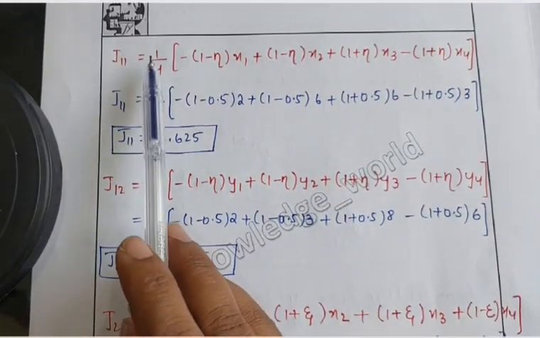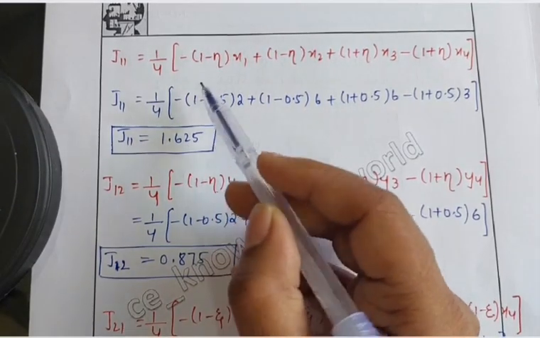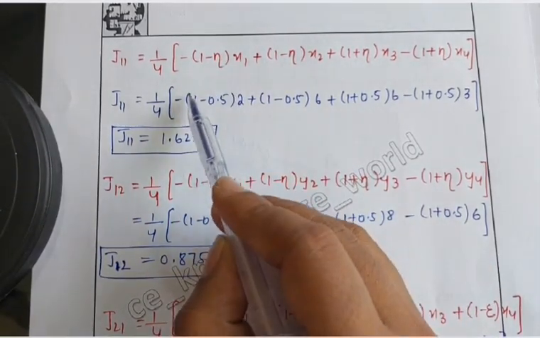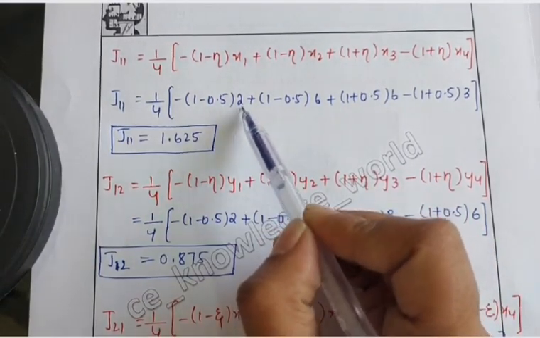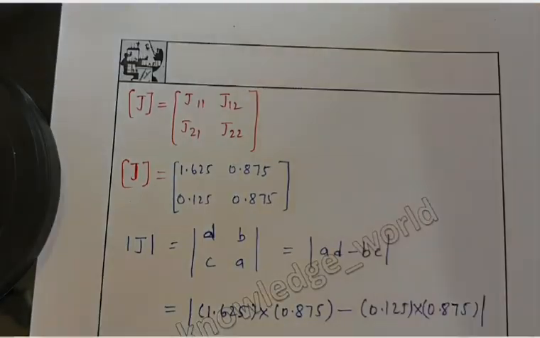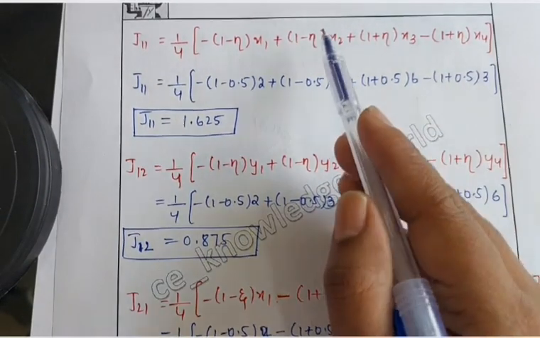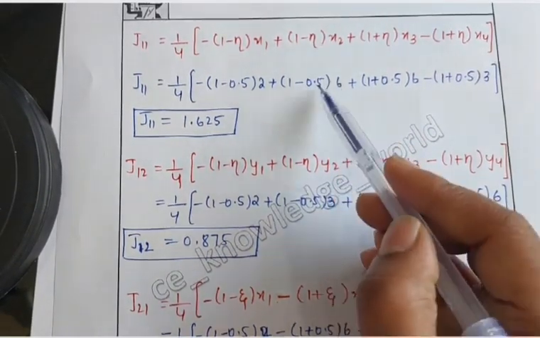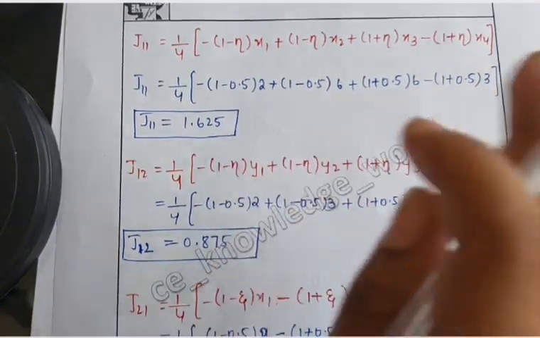So J11 equals, the formula is given over here, and we substitute 1 by 4 into those values: minus of 1 minus the Poisson's ratio, which is 0.5, into the x1 value, which is 2. In the same way we know the x2, x3, x4 values and substitute them, with Poisson's ratio 0.5. After substituting all those values, we get J11 equals 1.625.